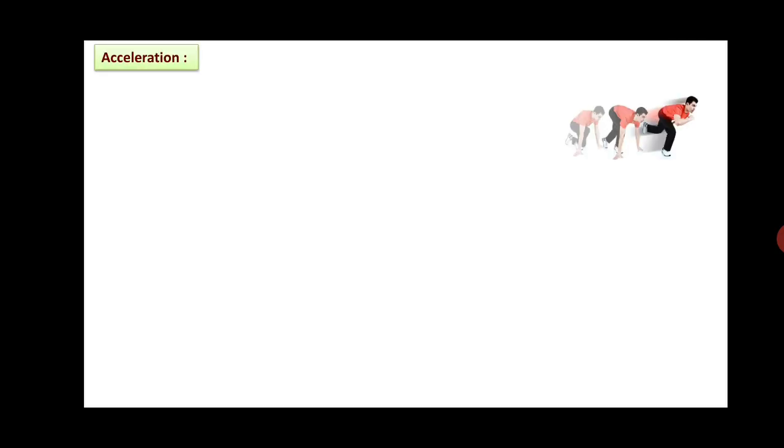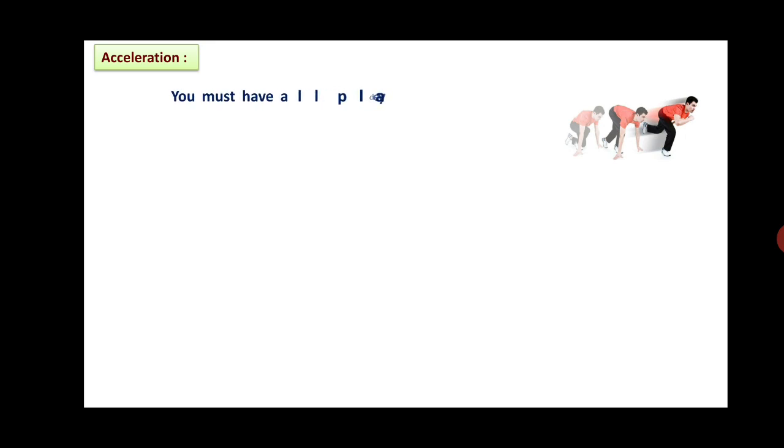You could see here the runners. On your mark, get set, go. The famous words you know. At that time what will happen? Each and every runner has their own capacity, and accordingly they are going to speed up.